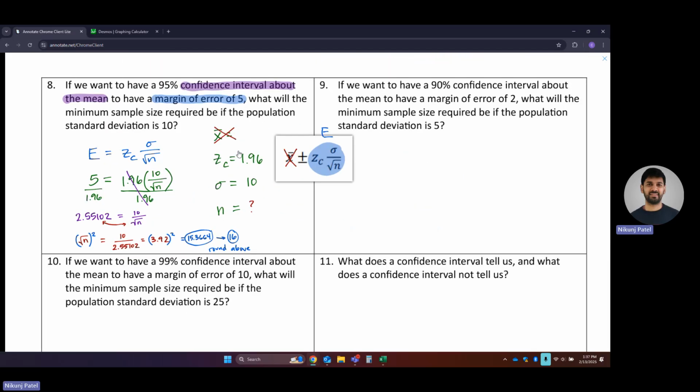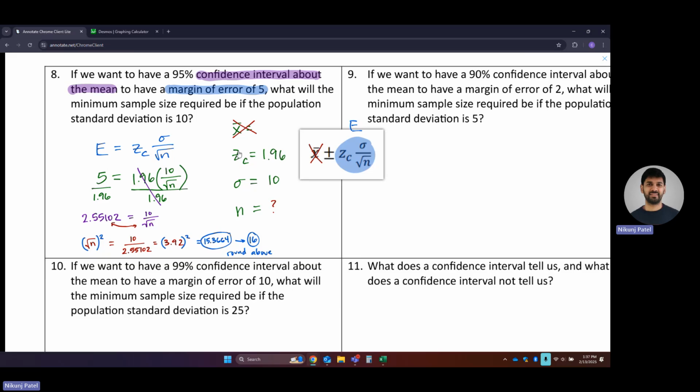Okay. So numbers 9 and 10 involve the same process as number 8. So you can practice 9 and 10 the same way we did number 8. See if you can arrive to your answer.